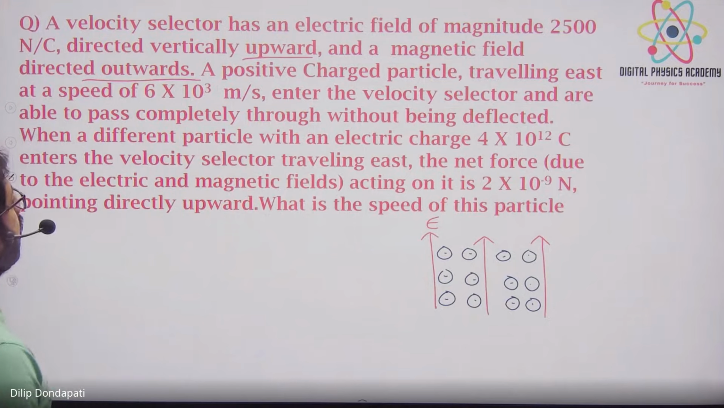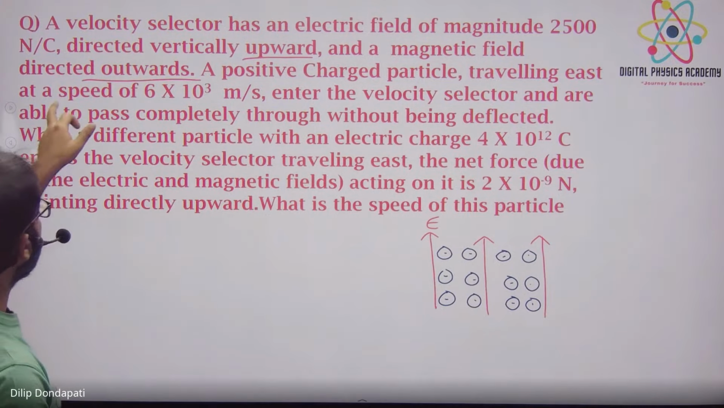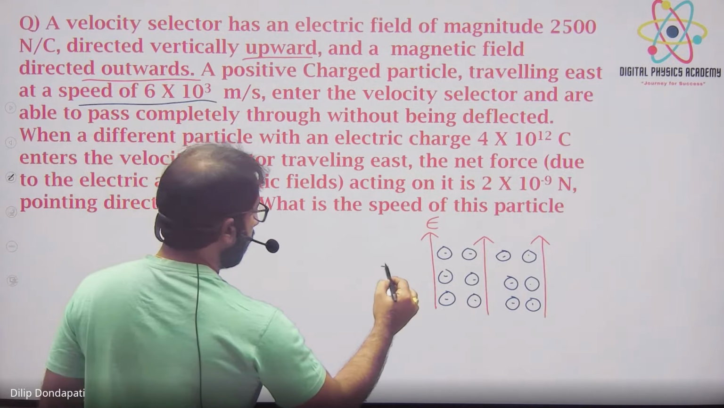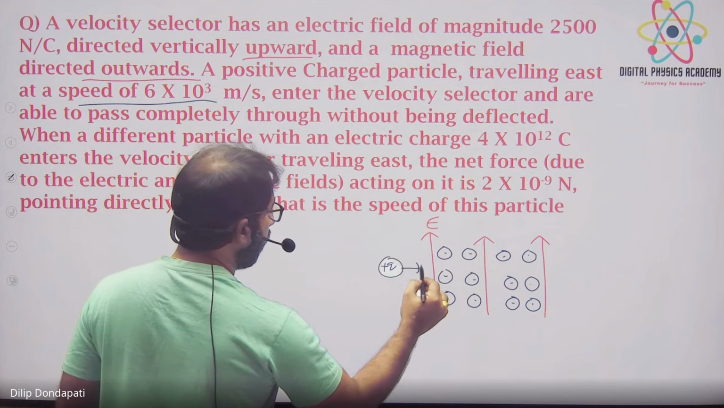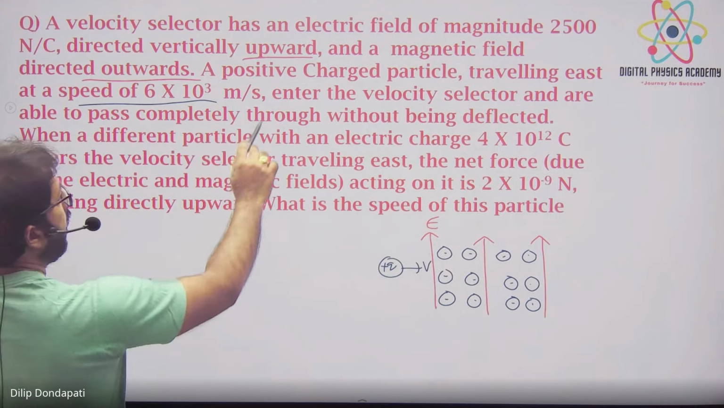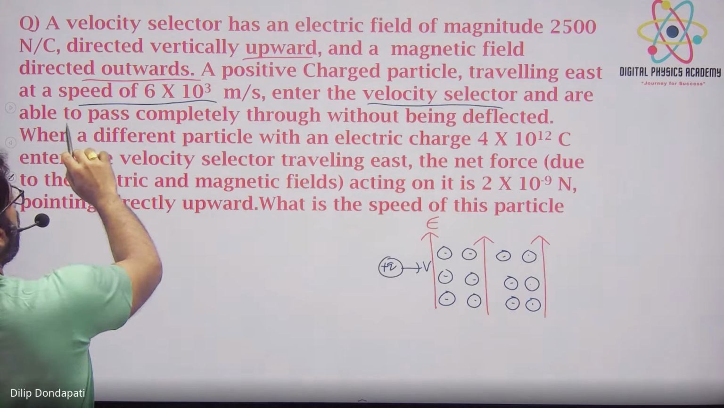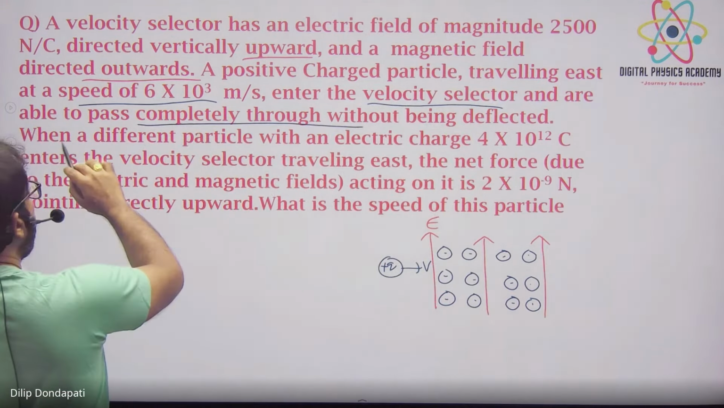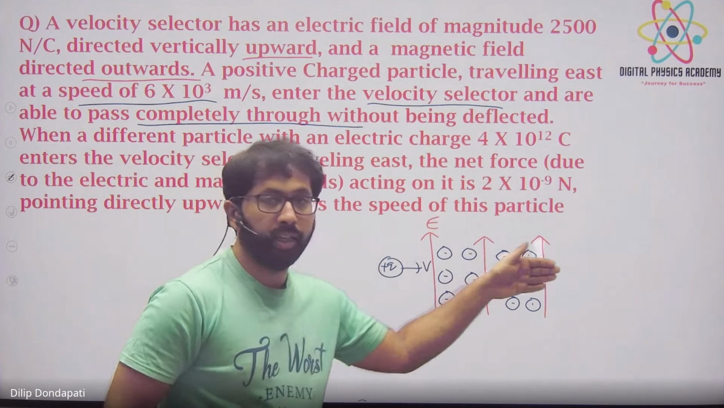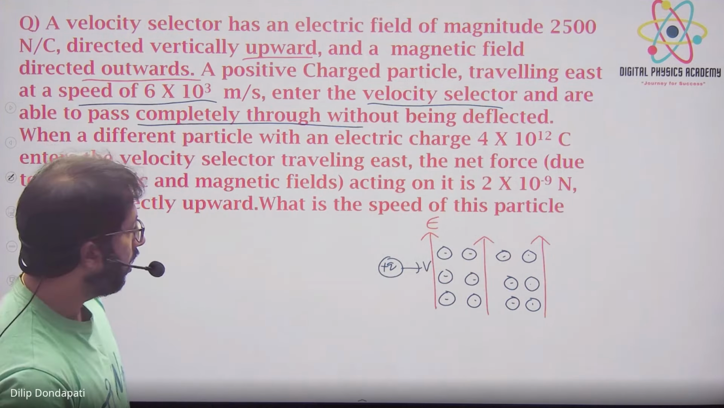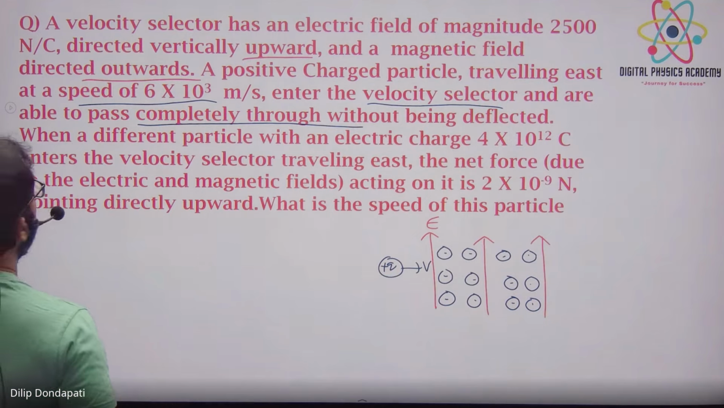Okay. A positive charge is traveling east with some velocity v. It enters the velocity selector and is able to pass completely through without being deflected. That means it is passing completely through the velocity selector. Okay, fine up to here.